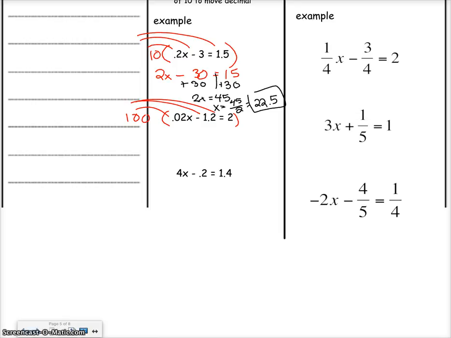So I get 2x minus, what's that next term? 120. One spot would be 12, but I need to go one more. So it would be 120 equals what? 200. And now you can solve as normal. It's much nicer. So I would plus 120, move what's not connected, and you get 2x equals 320. X equals 160.